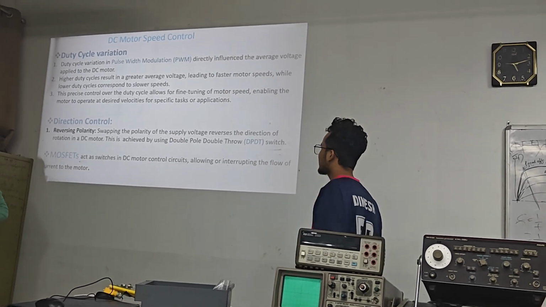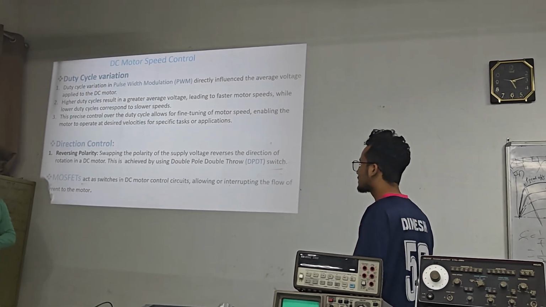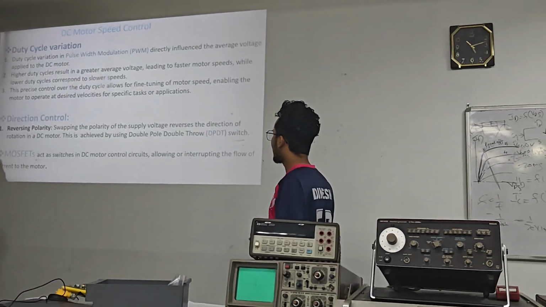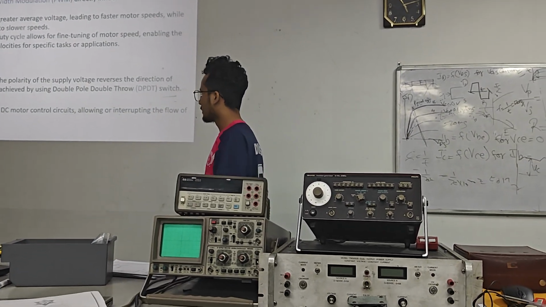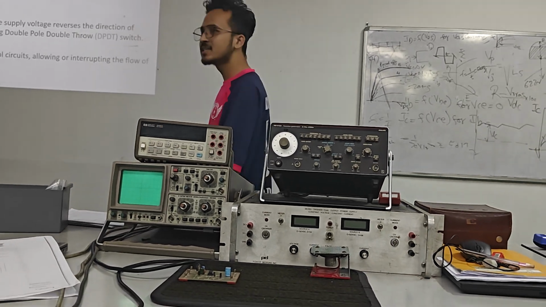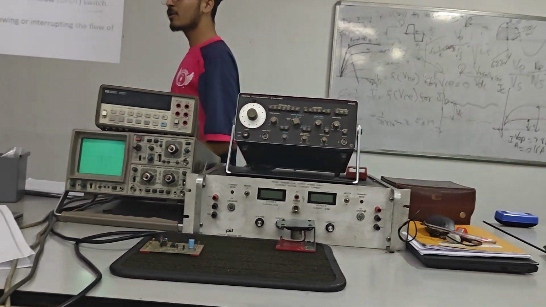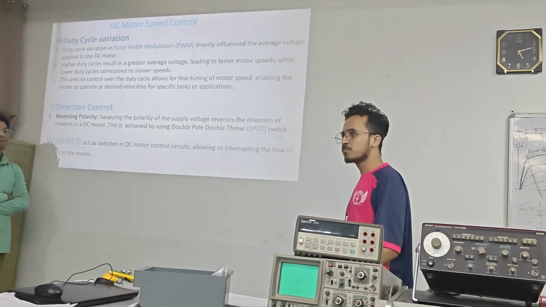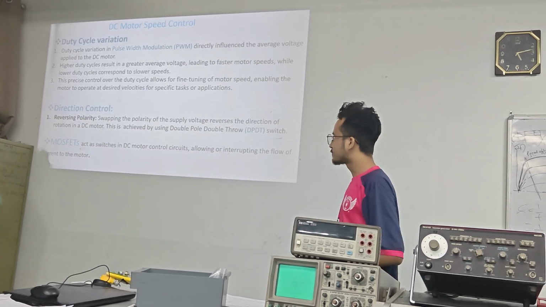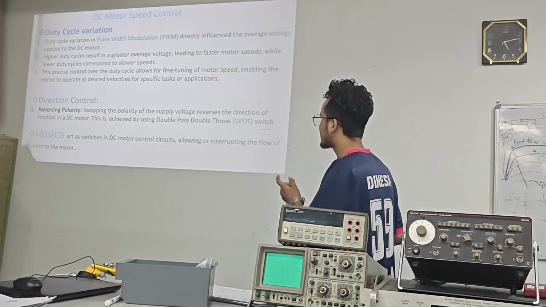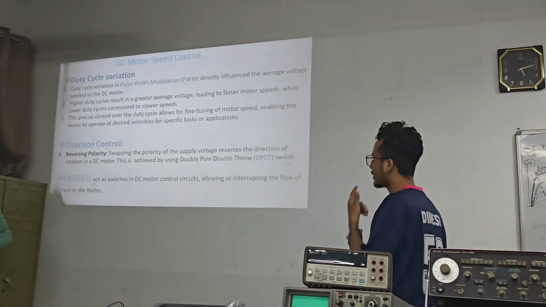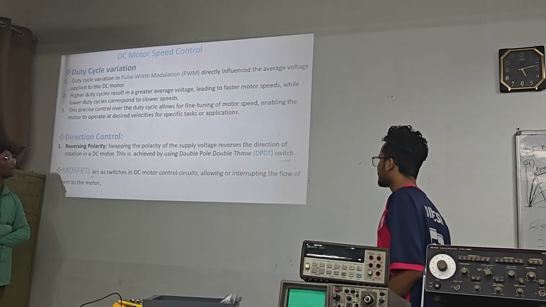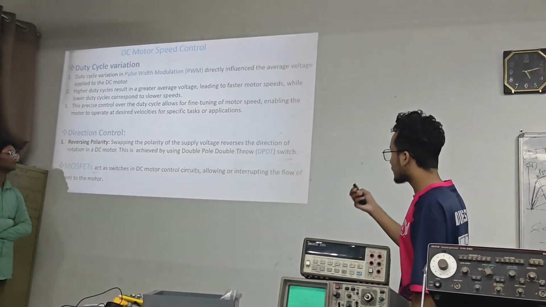And for direction control, we use a DPDT switch. By using a DPDT switch, we can change the direction of the DC motor by reversing the polarity. When you reverse the polarity, the current flow reverses, so the direction of the motor also reverses. Likewise, we use a MOSFET. The MOSFET acts as a switch, so it controls the DC motor.